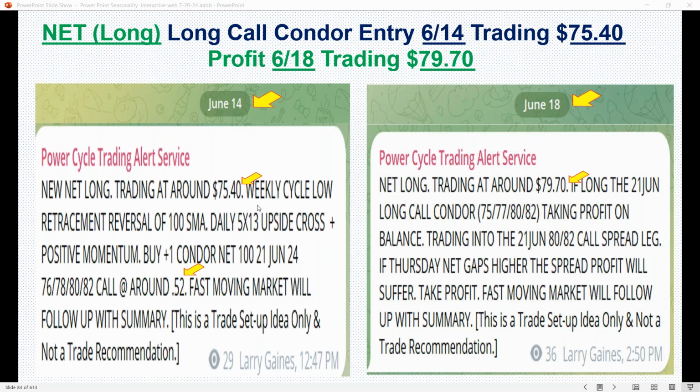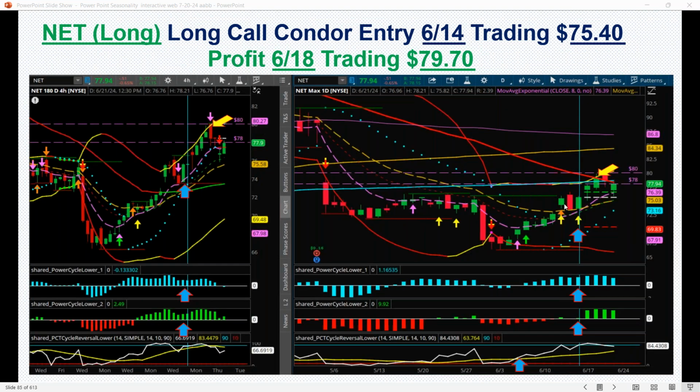All right, so this was NET, the one we did here. And here was the trade setup, again, using the indicators. It's basically what I set these trades based on. So we had a cycle reversal here. Momentum starts to kick up. We got in right there. And we were in and out pretty fast on this one, the 14th and out the 18th. Okay, so this was done with a long condor.